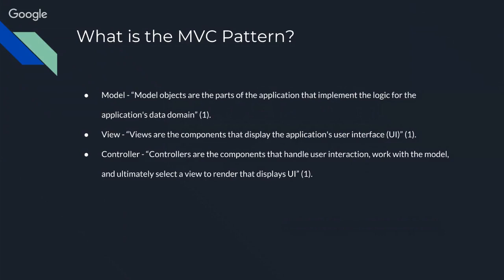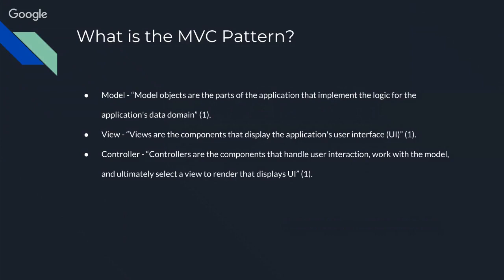So views. Views are the components that display the application's user interface, or UI. Typically, this UI is created from the model data. An example would be an edit view of a products table that displays text boxes, drop-down lists, and check boxes based on the current state of a product object.